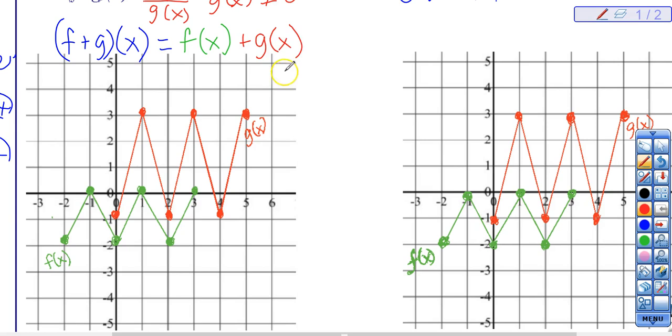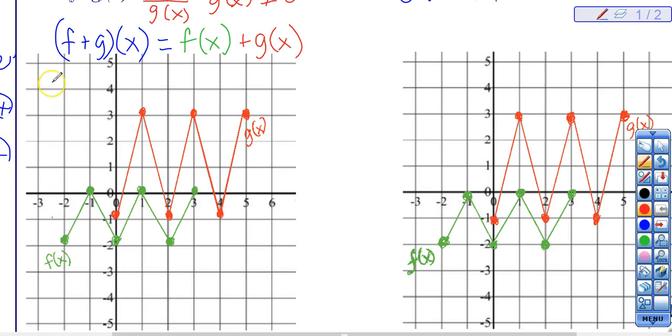Okay? And you're just going to have to watch my pen on the board because I can't go up to the board and point. So remember that I'm adding y's, but I can only add their y's where they share a domain. So let's look at our green function and our red function. Do they share the same domain completely? No, but they do overlap from where to where? From 0 to 3, right?